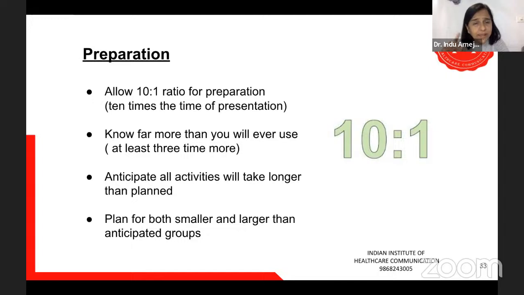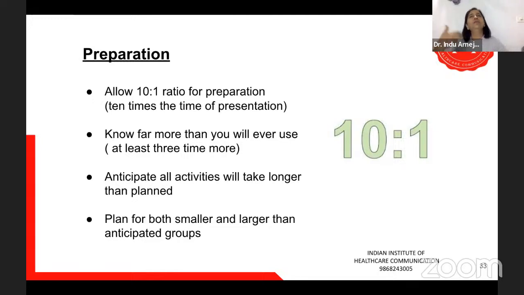And then plan mentally for both smaller and larger than the anticipated group. A lot of time you will think, okay, I'll have around 30 people, and you will see there are only 5 or 7 people. Or you thought there will be only 30 people and there were around 100 people. This can happen. This will happen. And this has happened a lot of time with me. So mentally, if you are flexible, if you are okay with it, you will not get disturbed.